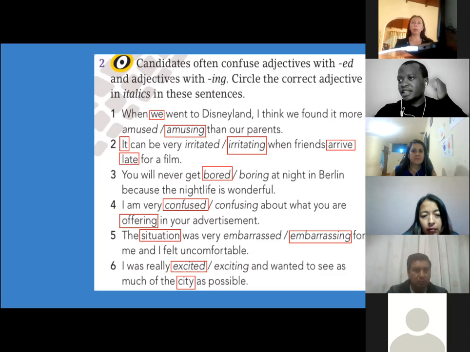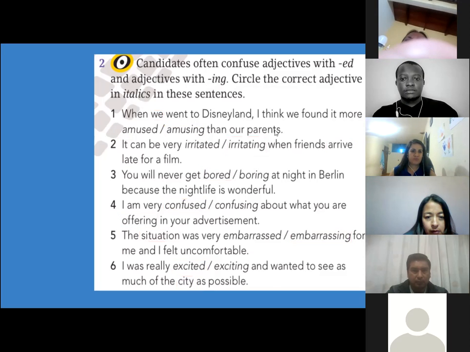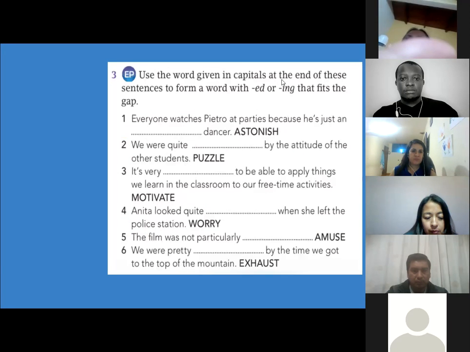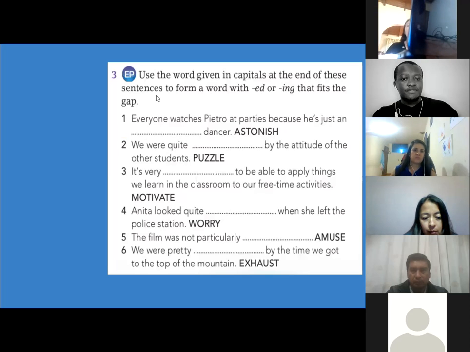Can I continue, guys, to another activity? Okay, yes, go ahead. Use the word given in capitals at the end of these sentences to form a word with -ed or -ing that fits the gap.